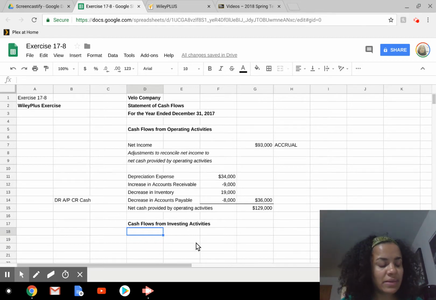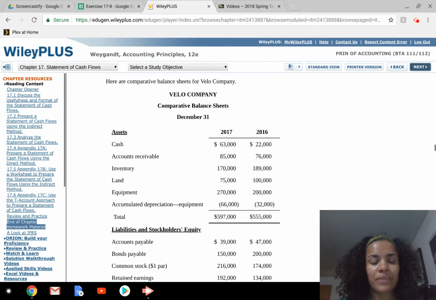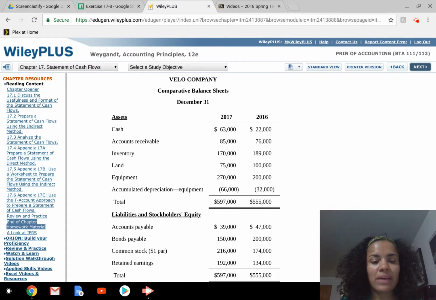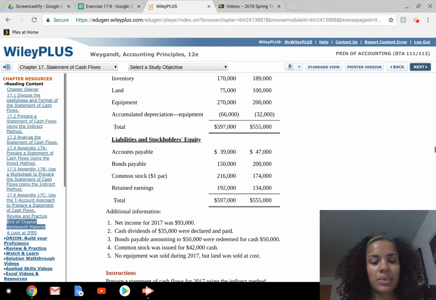So when we consider these investing activities, we have to go back to our balance sheet and see what has changed in our assets for the year. Remember, we only have land and equipment in this example. Land went down by 25,000 and equipment went up by 70,000. When we read over here, we can see that no equipment was sold, as we know from before, but land was sold at cost. We do know that equipment was purchased, because the number went from 200,000 to 270,000. So equipment of 70,000 was purchased. We also know that land of 25,000 was sold.